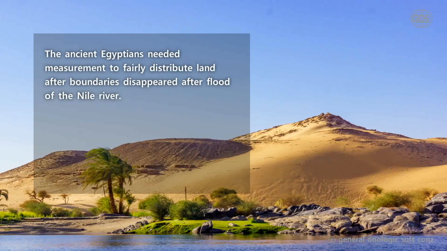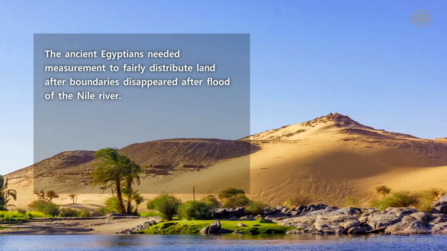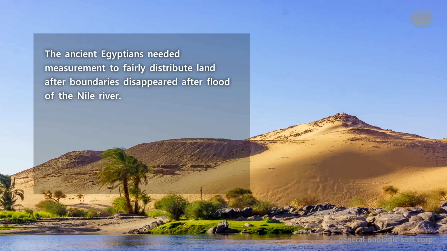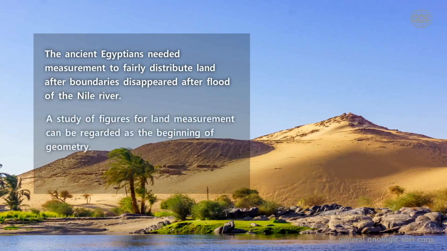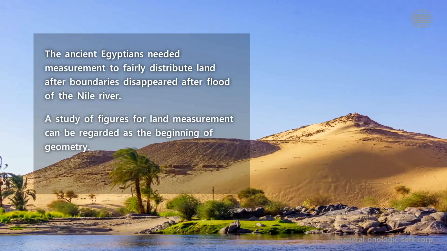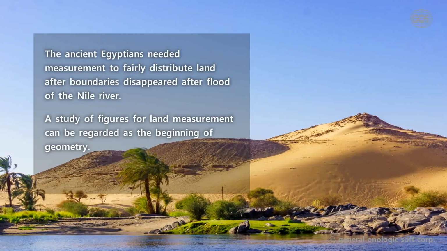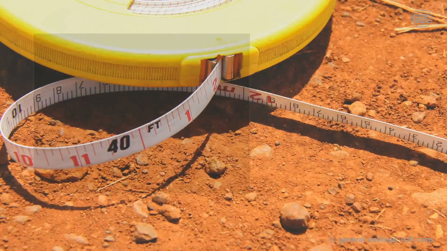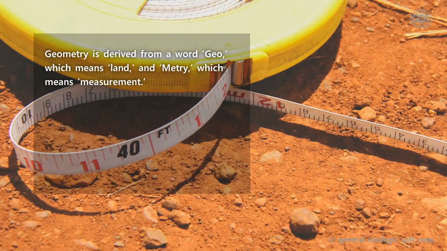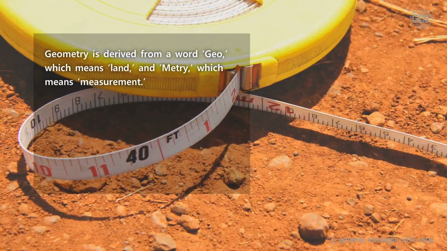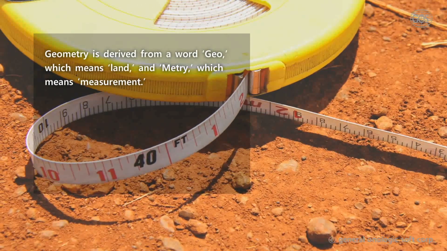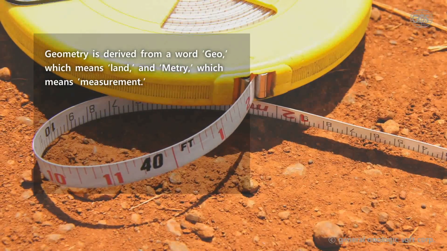The ancient Egyptians needed measurement to fairly distribute land after boundaries disappeared after the flood of the Nile River. A study of figures for land measurement can be regarded as the beginning of geometry. Geometry is derived from the word geo, which means land, and metry, which means measurement.